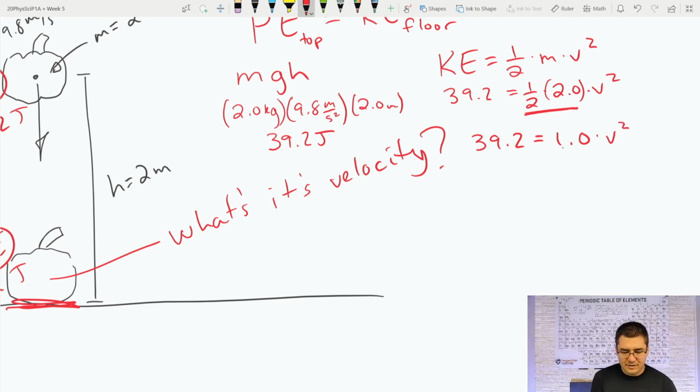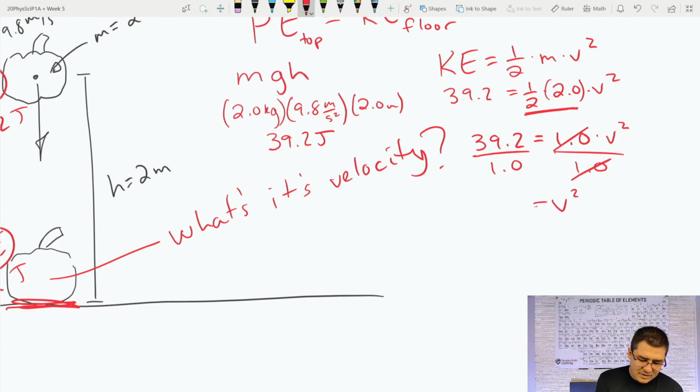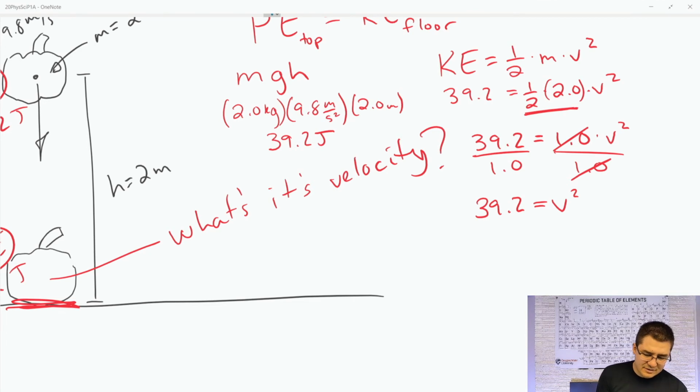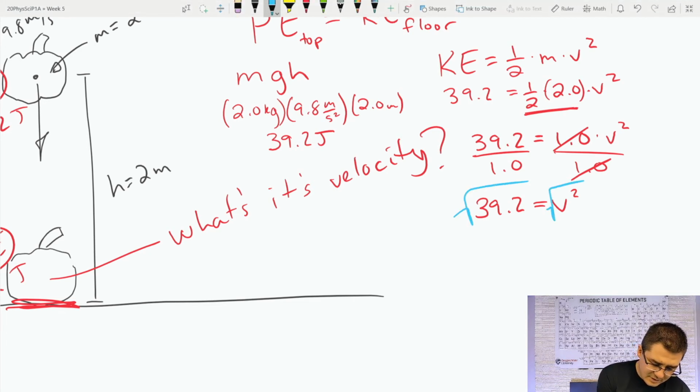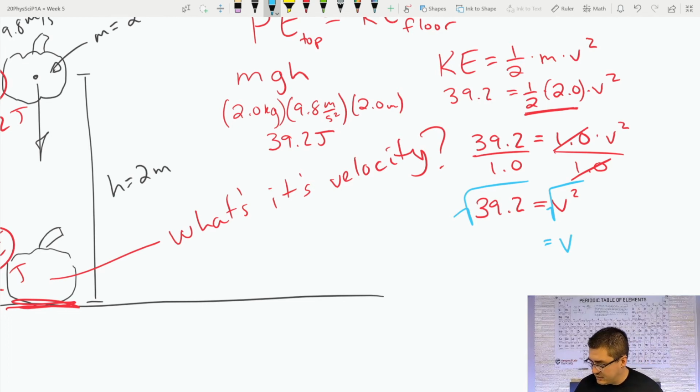So, I know this is a little much, but we're just going to solve this together. I'm going to get rid of that 1.0 with some division. I get v squared equals 39.2 divided by 1, which comes out conveniently to 39.2. And then to solve this, it takes a little square root, right? And so what we're solving for is the velocity. So the square root of the velocity squared is equal to the velocity. And the square root of 39.2 comes out to 6.26.